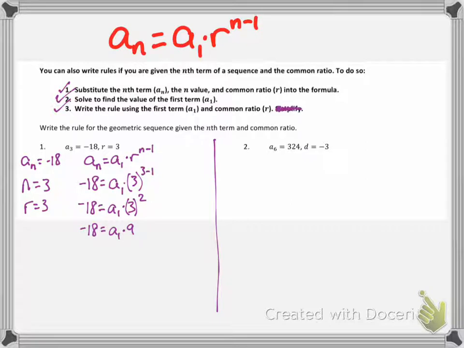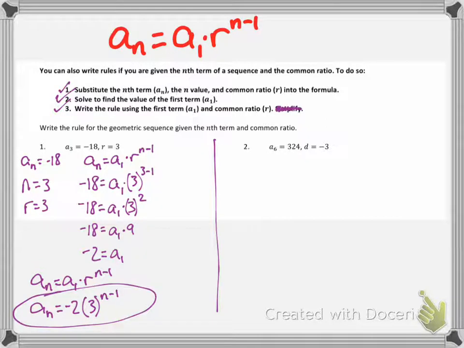Again, we're connected by multiplication, so undo it by division. Negative 2 is equal to a sub 1. So the first term of the sequence would be negative 2. Now to actually write the rule, all I've got to do is plug in my first term, so I know it's negative 2. Plug in the common ratio. Leave the n's blank because the rule represents all the possible terms we can find. And there's my answer: negative 2 times 3 to the n minus 1 power.